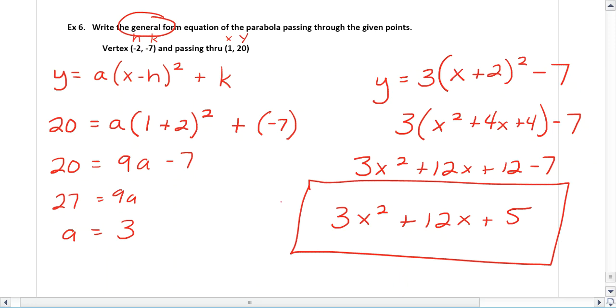All right, now we have the knowledge we need, I hope, to do section 6.4. So have fun with those word problems.